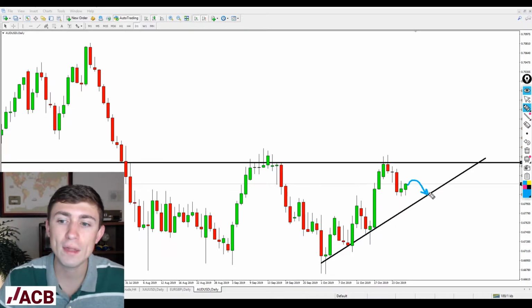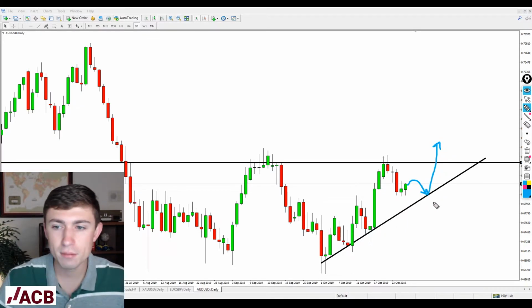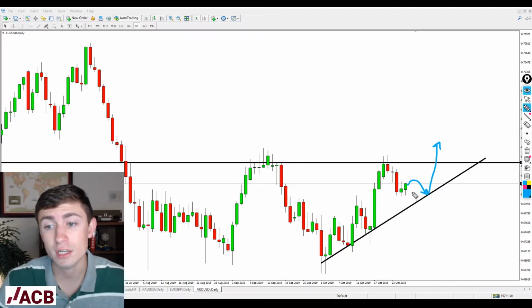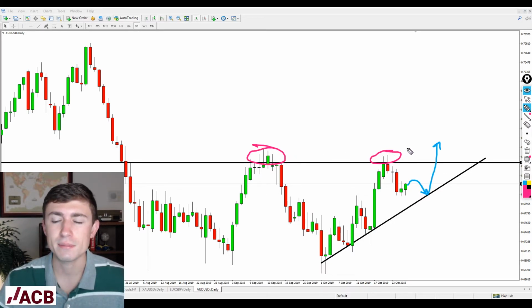Because if price can hold that level as a bullish support zone, then that's going to be a really kind of strong trend confirmation or continuation here on this Aussie dollar move. For the most part, of course, this level of resistance is still something we're watching as a recent high and should be interesting to see if it comes into play sometime this week or next week.